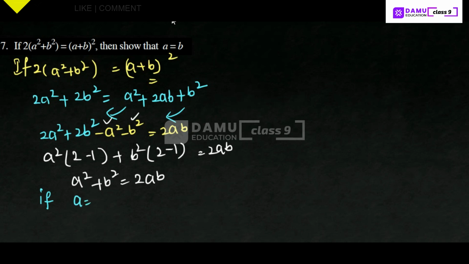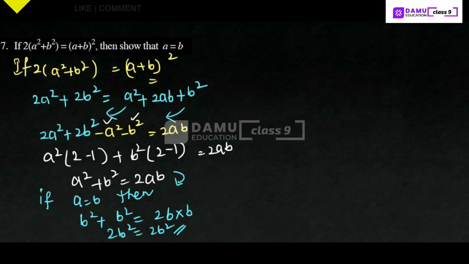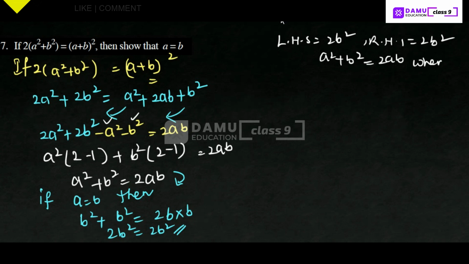If a is equal to b, let's take if a is equal to b, then what will this expression be? Substitute b value in the place of a: b square plus b square will be equal to 2 into b into b, that is 2b square will be equal to 2b square. The left hand side will be equal to 2b square and the right hand side also will be equal to 2b square. Yes, it is possible, a square plus b square is equal to 2ab when a is equal to b only. When a is equal to b only, then what can you say? Then we can prove a is equal to b.